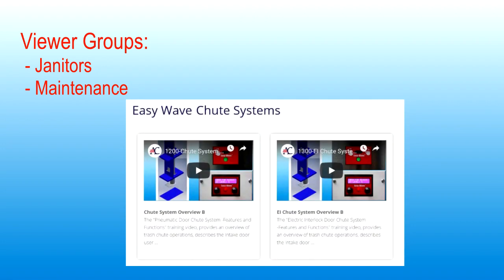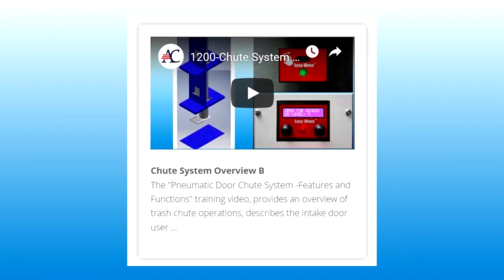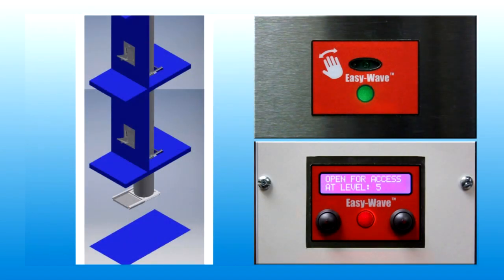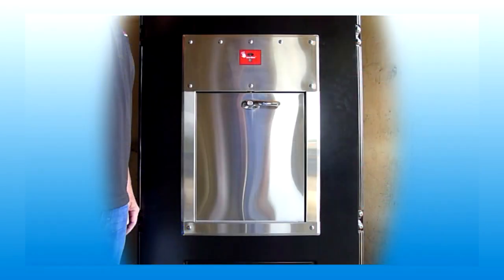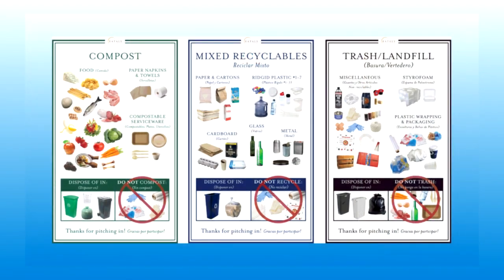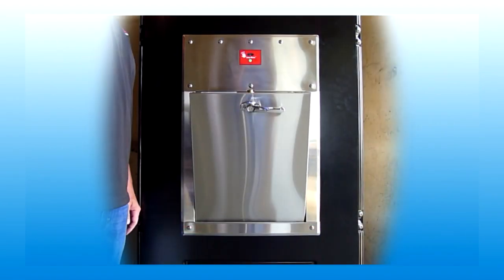On the other hand, janitors and maintenance staff will need additional information provided by other videos, such as the EasyWave Chute System Overview video and the EasyWave Base Station Overview videos. The Chute System Overview video provides an overview of trash chute operations, describes the intake door user interface, and recommends waste disposal guidelines to keep your chute system operating smoothly.